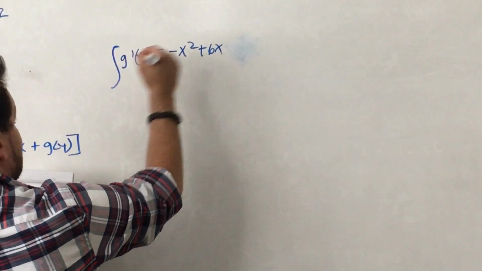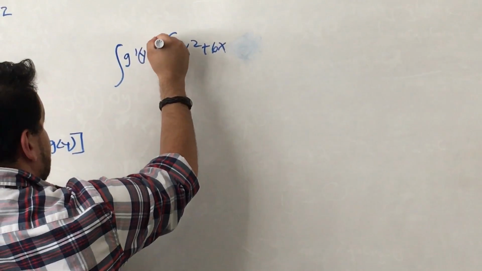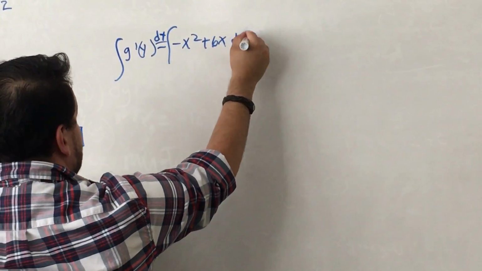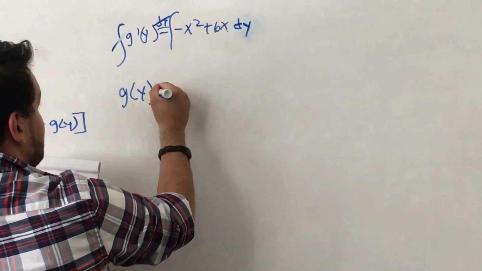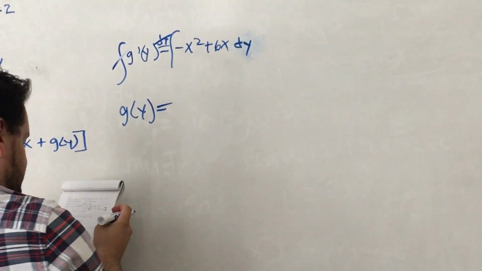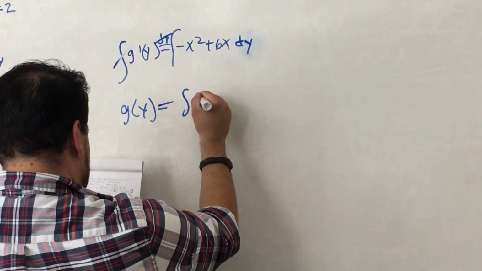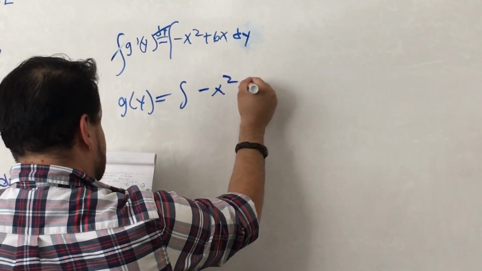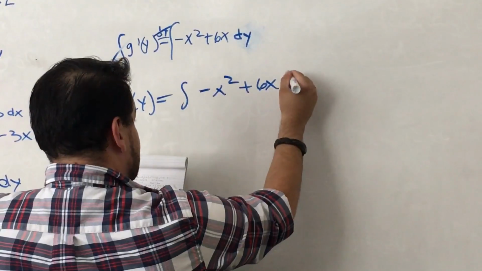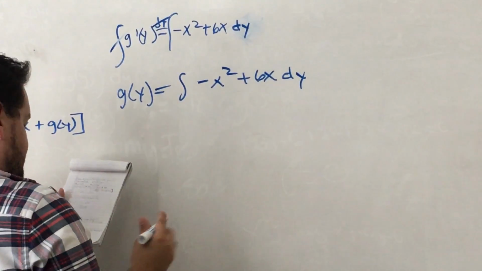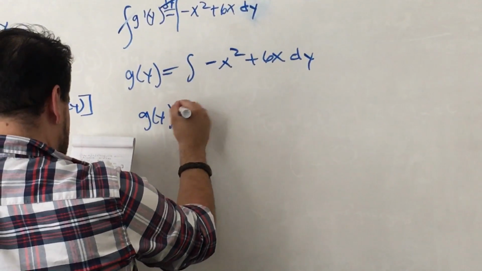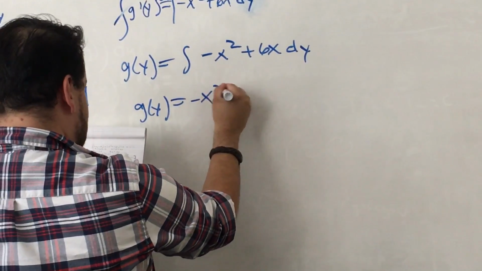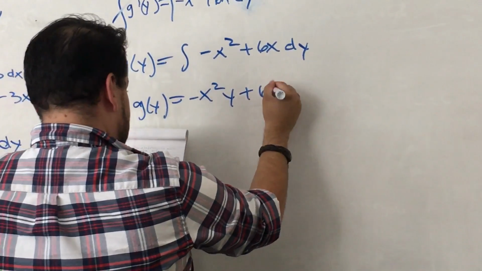And then we take the integral with respect to y. These cancel out here, so we're left with g of y equals the integral of negative x squared plus 6x with respect to y, which gives us g of y equals negative x squared y plus 6xy.